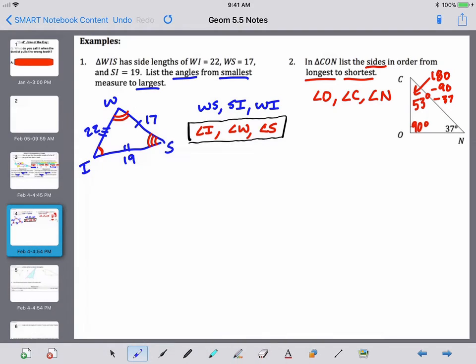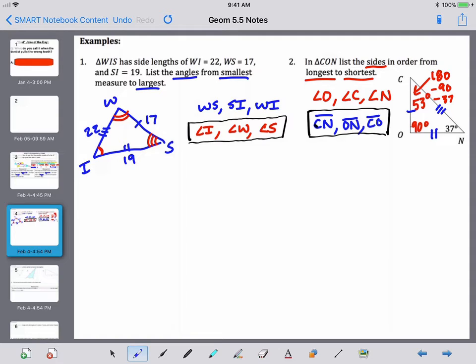So now I have to see what side is across from those angles. Across from angle O, my biggest side is going to be side CN. My next biggest angle was angle C, and across from that is side ON. And then my smallest angle is angle N, and across from that is CO. So these are my three side lengths from longest CN to shortest CO.